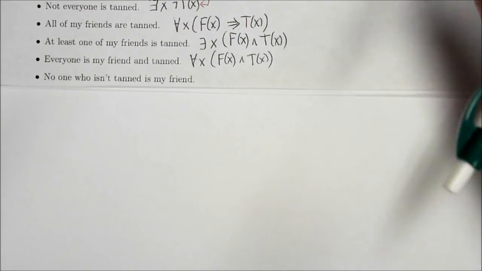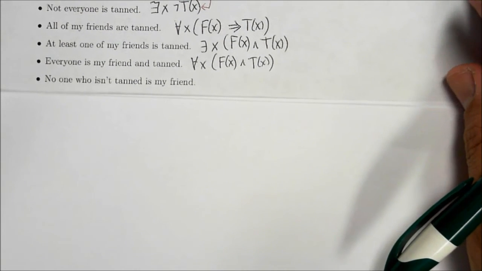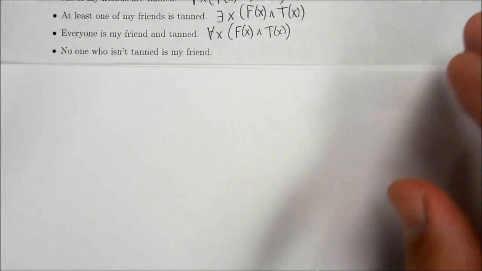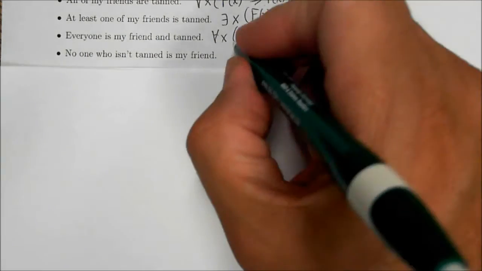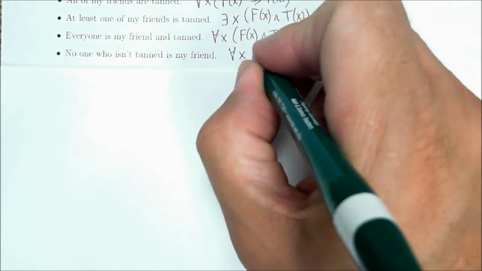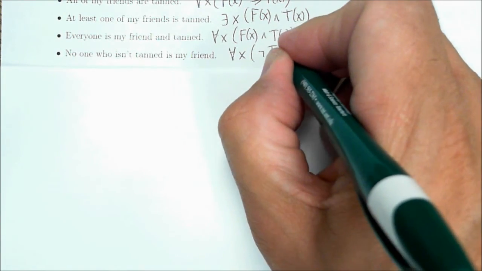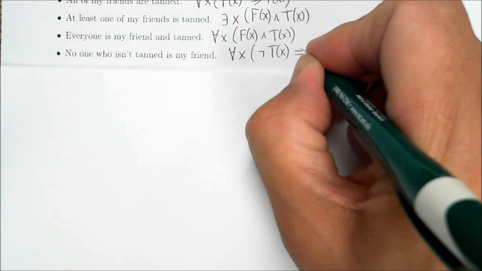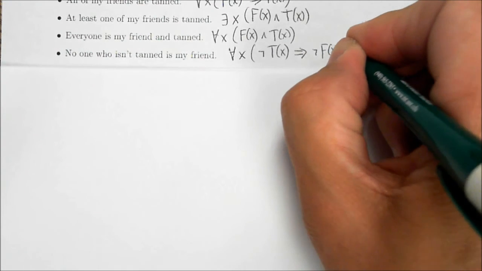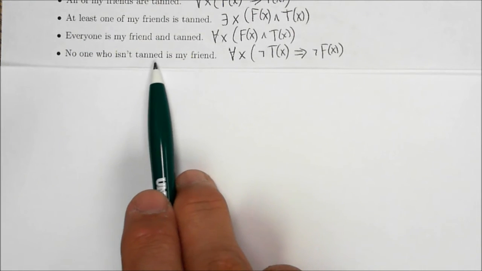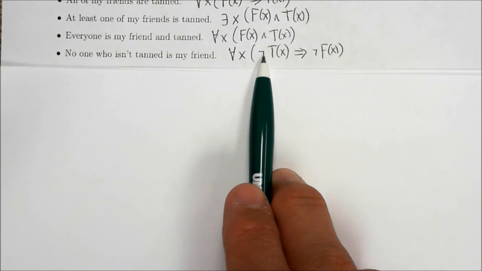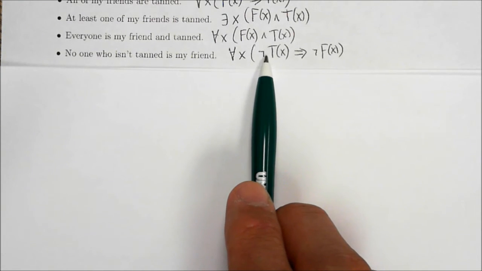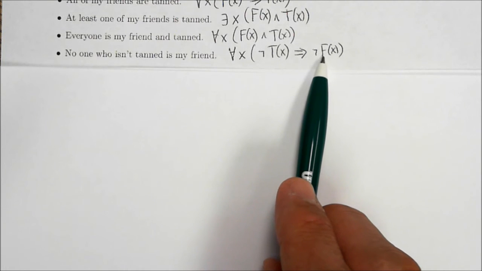No one who isn't tanned is my friend. So this would mean that for everyone, if they're not tanned, then they're not my friend. No one who isn't tanned is my friend. So if they're not tanned, that implies that they're not my friend.